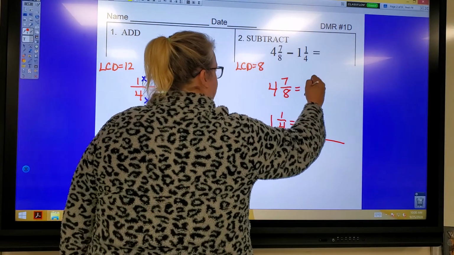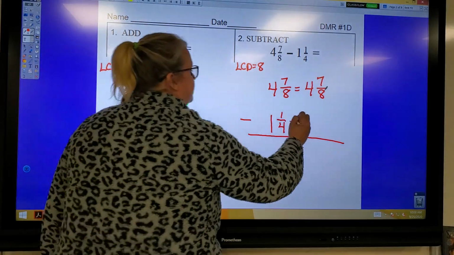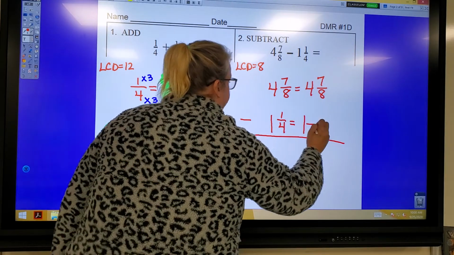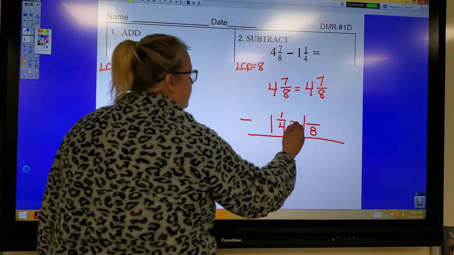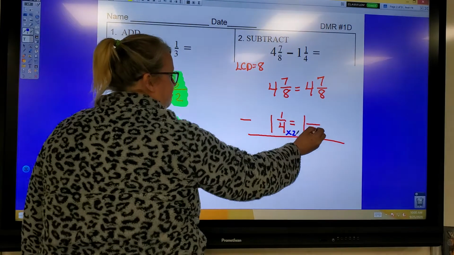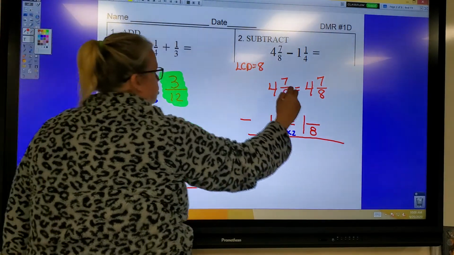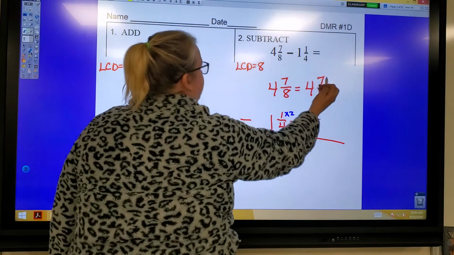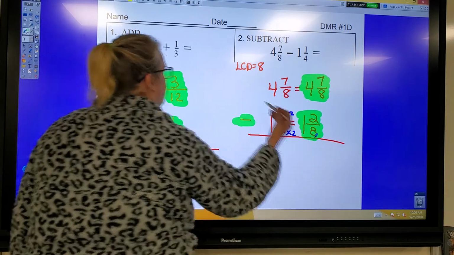So again, my first fraction gets to stay the same, 4 and 7/8. But my 1 is going to stay the same, but again, my denominator is changing, just the fraction part. So I'm going to think about 4 times what is going to give me 8, and 4 times 2 would give me that 8. So I'm going to do 1 times 2, which is 2.